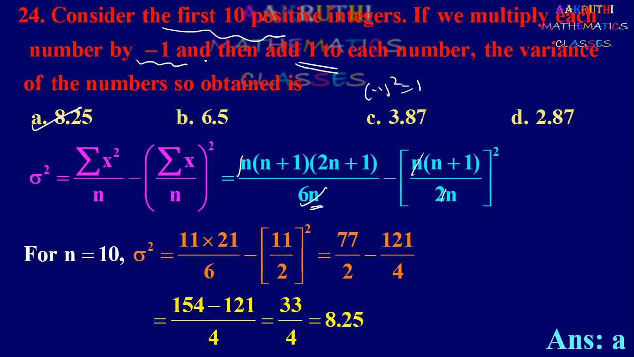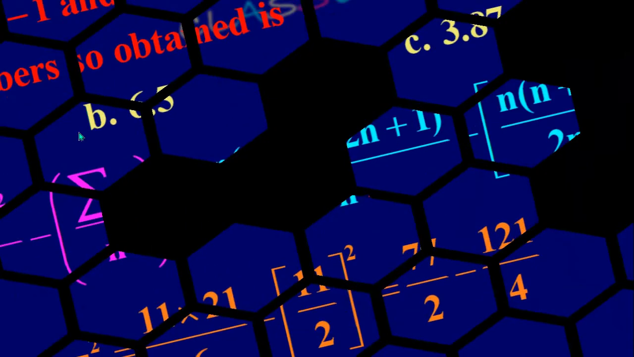Since 1 is added and the data is multiplied by minus 1, we have to multiply the previous variance by minus 1 square, which is 1 only. So the variance of the previous data and the new data is the same. Therefore the variance of the new data is 8.25 only, which is option A.